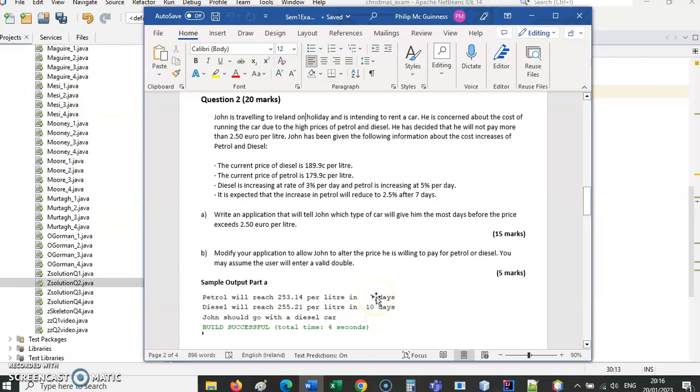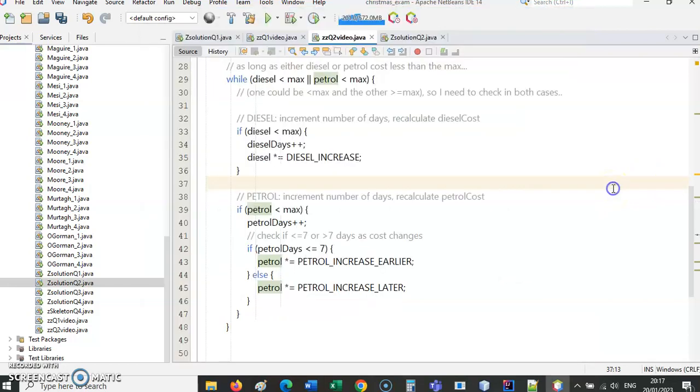Okay, so petrol reaches 250 quicker. So what does that mean essentially? If the price of petrol was being calculated for 10 days, the price of petrol would be much higher. Okay, it would be 2.5% increased, so that is about 7 cents more, maybe 8 or 9 after. So we're talking about probably 25 or 30 cents more expensive than diesel after 10 days. Okay, so diesel is cheaper over 10 days. That's why John should go with a diesel car.